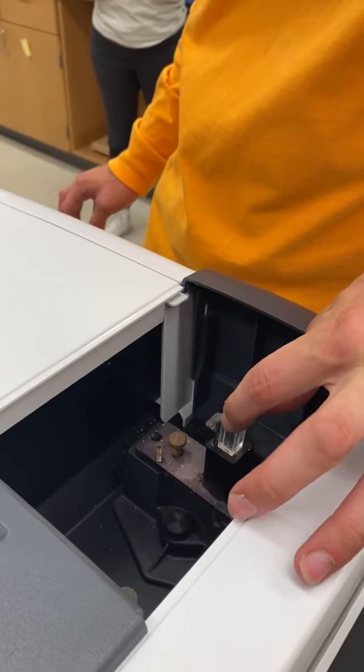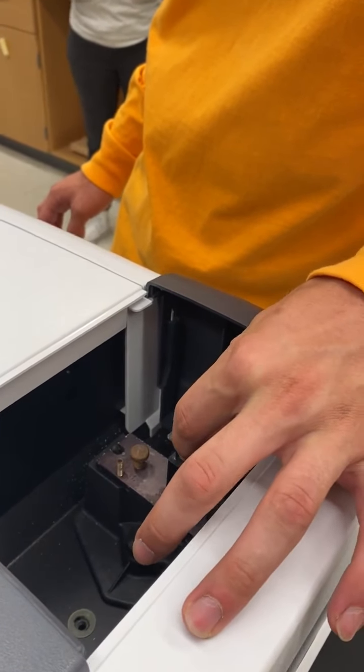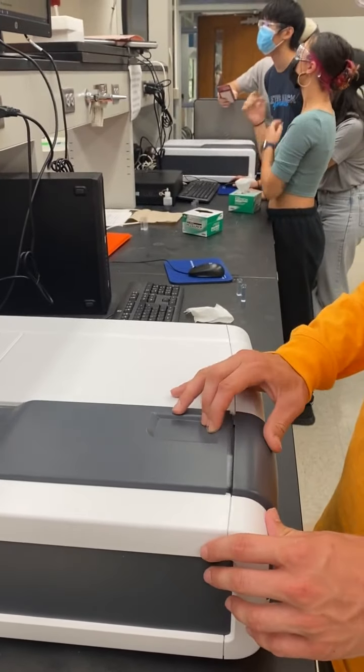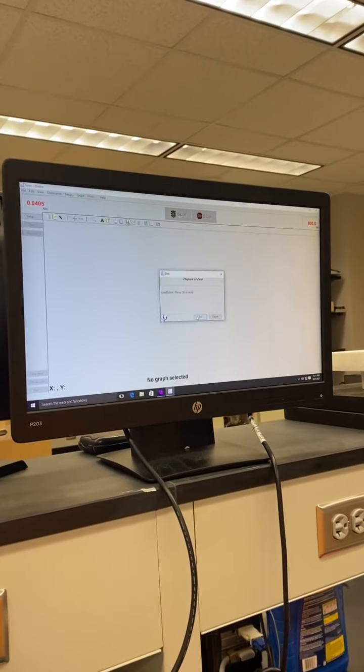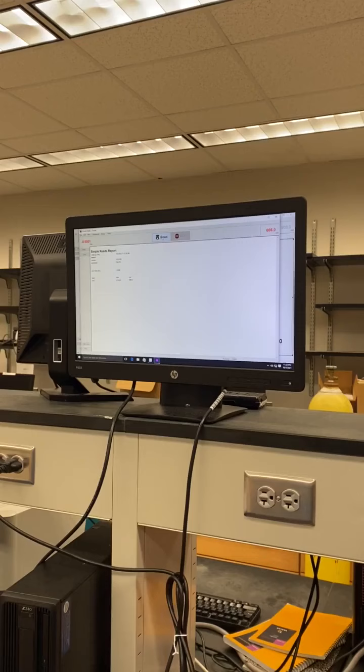The student will now place the cuvette into the spectrophotometer with the arrow facing towards the beam, and then the student will close the spectrophotometer. The student will now zero the spectrophotometer, and done.